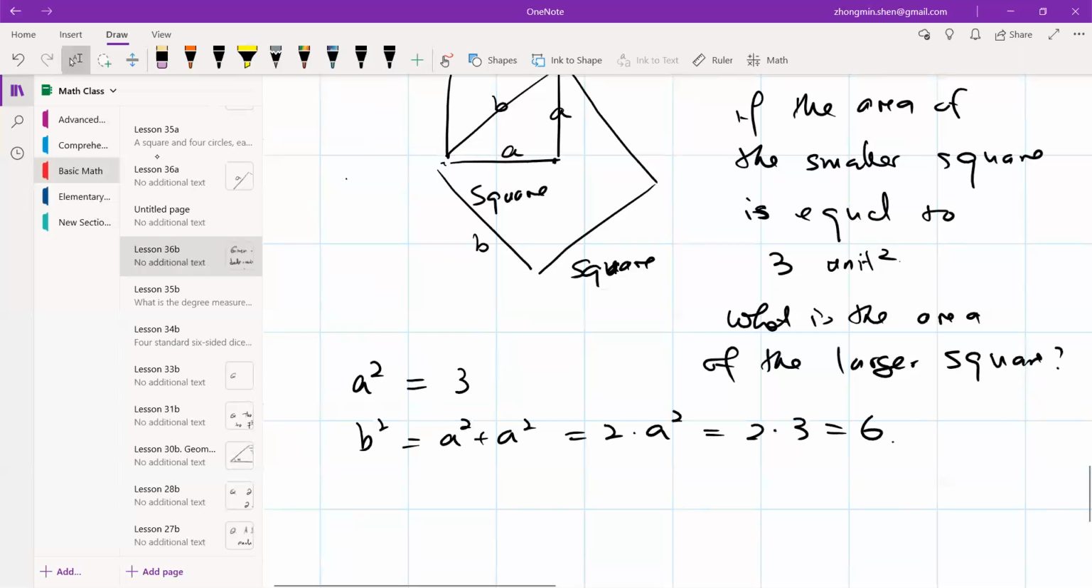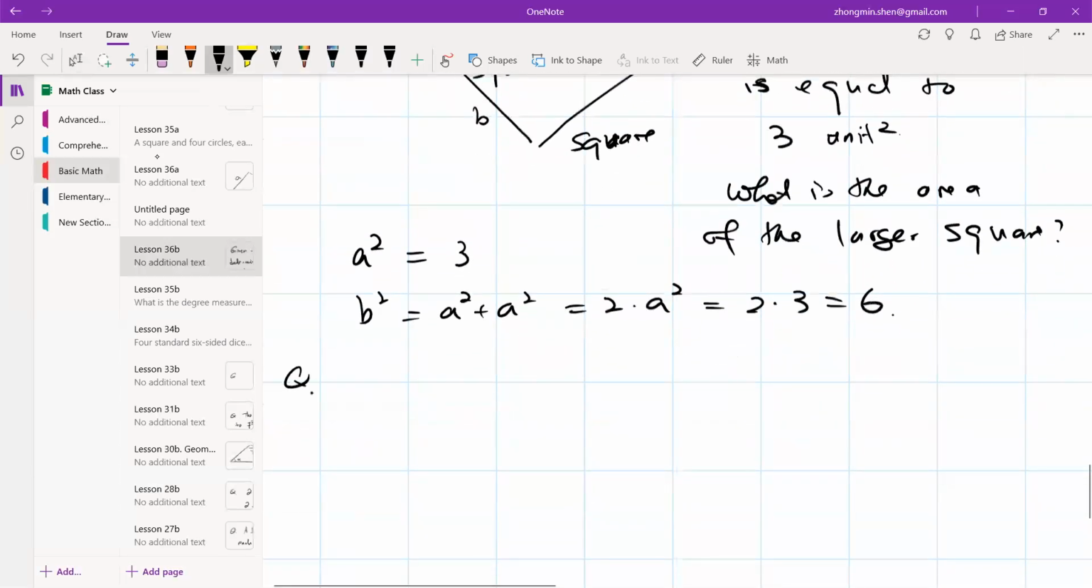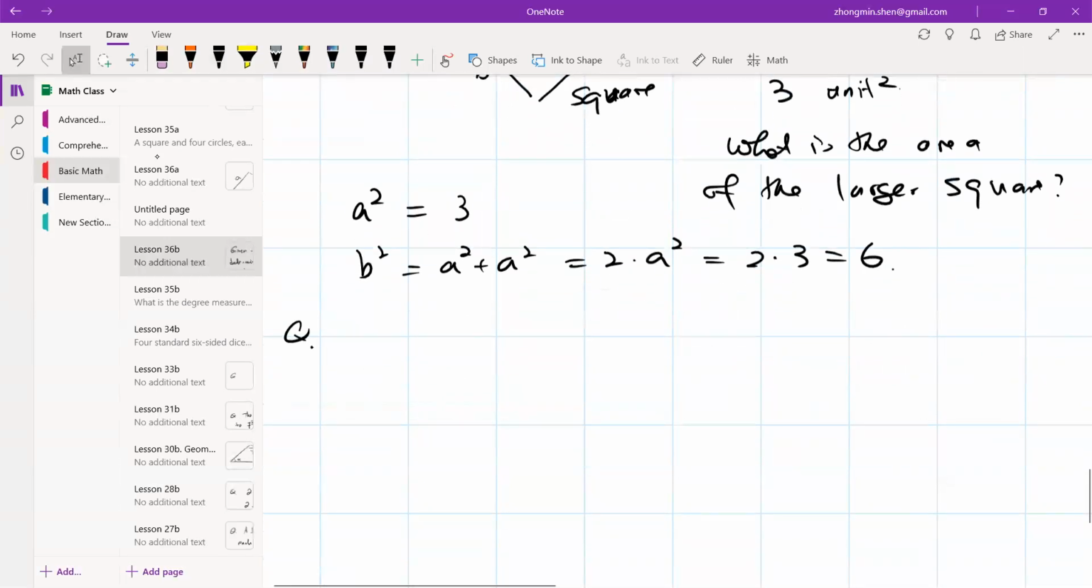Got it? By simple relationship between A and B. Okay. Another, a little bit tricky problem is this.